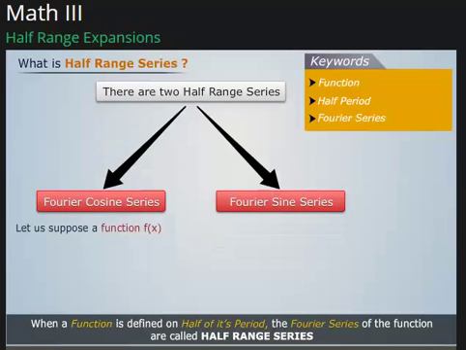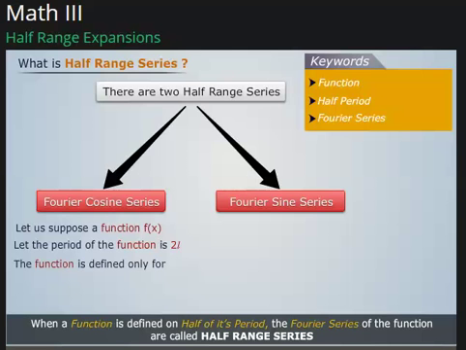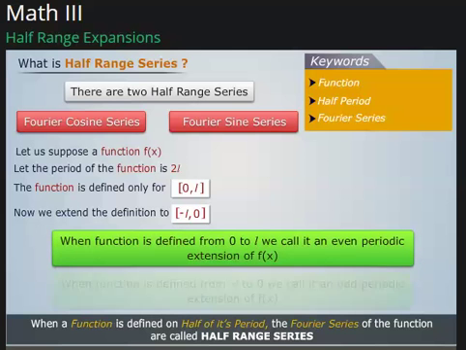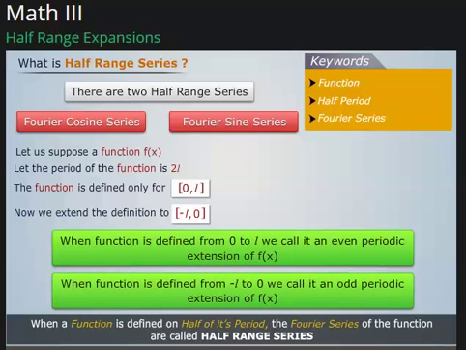Let us suppose a function f(x). Let the period of the function be 2l. The function is defined only for, now we extend the definition to. When the function is defined from 0 to l, we call it an even periodic extension of f(x). When the function is defined from -l to 0, we call it an odd periodic extension of f(x).